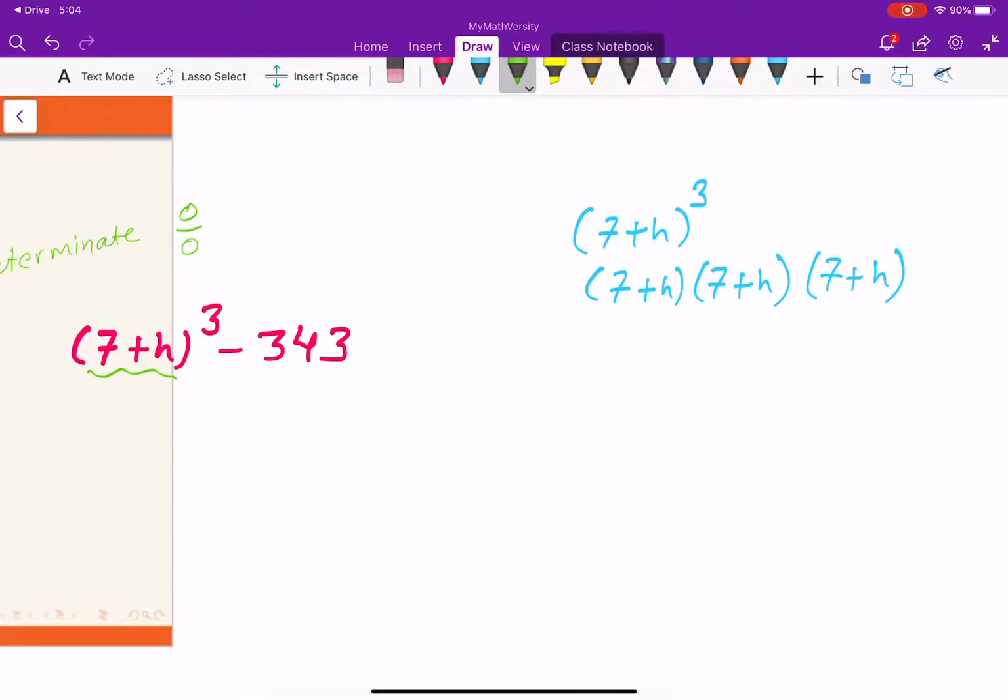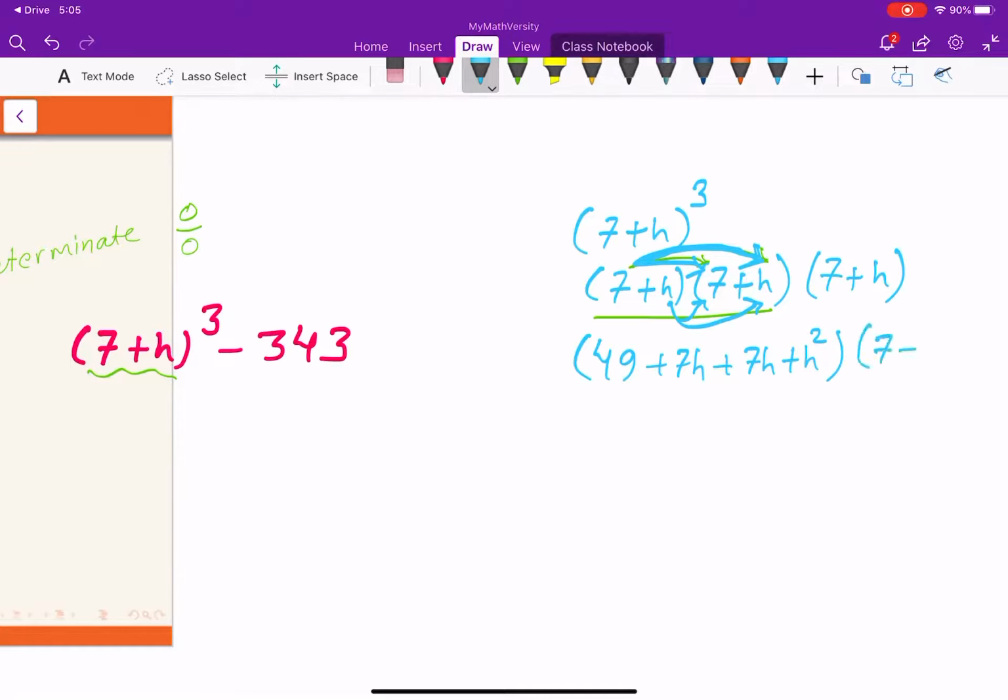But how can we multiply this? We can first multiply these two by using FOIL. So 7 times 7 will be 49, and then 7 times h will be 7h. In the same way, let's multiply the inside terms, which is again 7h, and then the last terms, h times h, which is h squared. So this is the expansion we get.